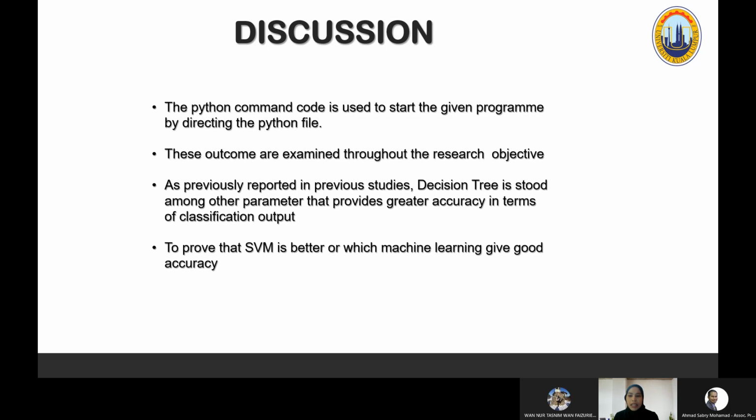To prove that SVM is better, or which machine learning gives good accuracy, I overcame this by testing and collecting the average accuracy data of each kernel, such as linear, RBF, sigmoid, polynomial, and different C parameters, and using KNN by tuning the K parameter, and also the decision tree machine learning too.